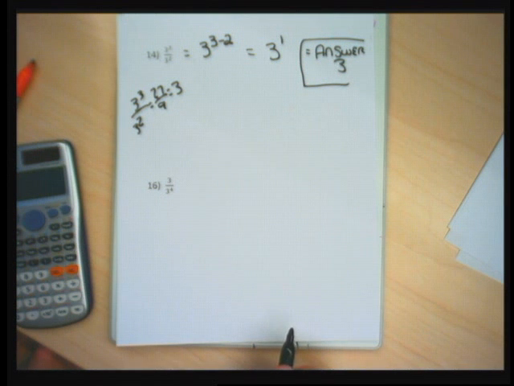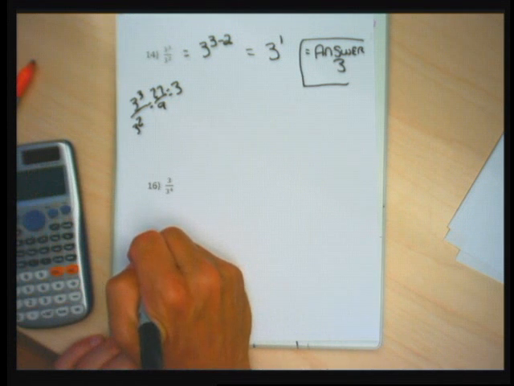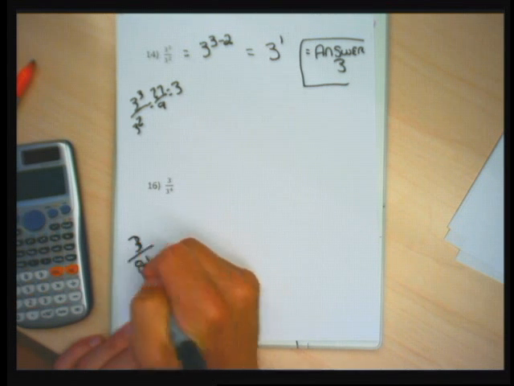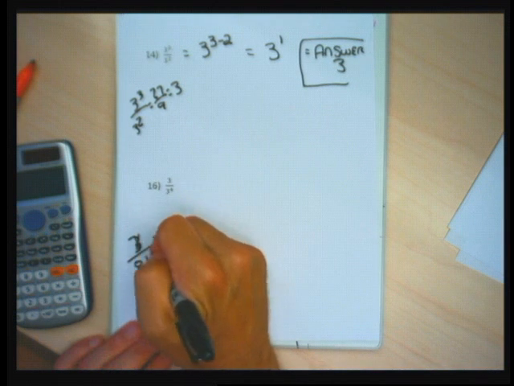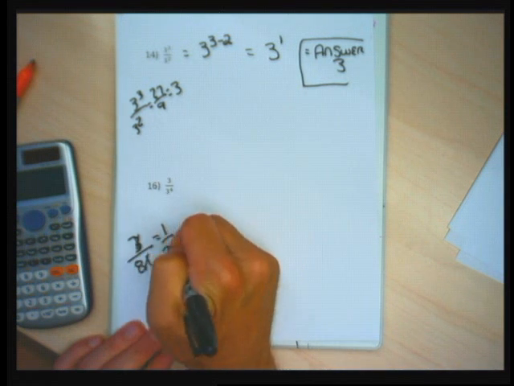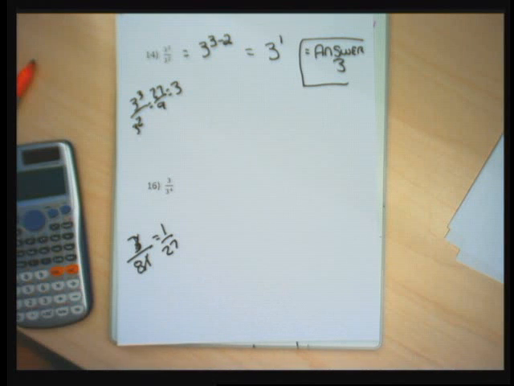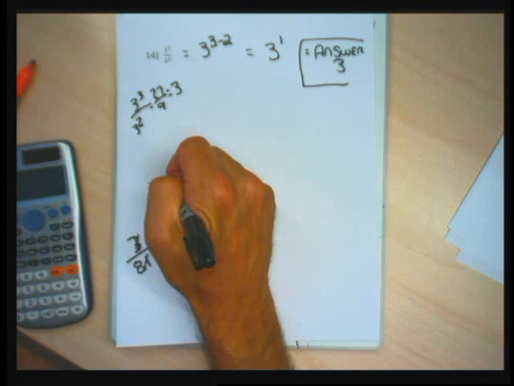Similarly, 16, if I knew my powers and could reduce fractions without my calculator, I could do this. I can say this is 3 over 81, because 3 to the 4th is 81. I can divide 3 by 3 and get 1, and 81 divided by 3 and get 27. That can be done without a calculator, without using the rules of exponents. But I would either use the rules of exponents or use my calculator, because sometimes I make mistakes when I try to do things by hand.